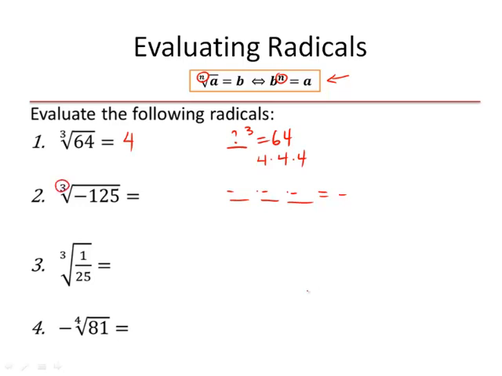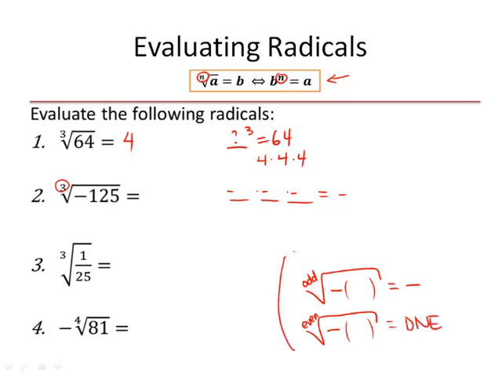Notice that if you have an odd number on your root with a negative, that's fine. You'll still get a negative. But if you have an even number with a negative, that's not possible. Does not exist.